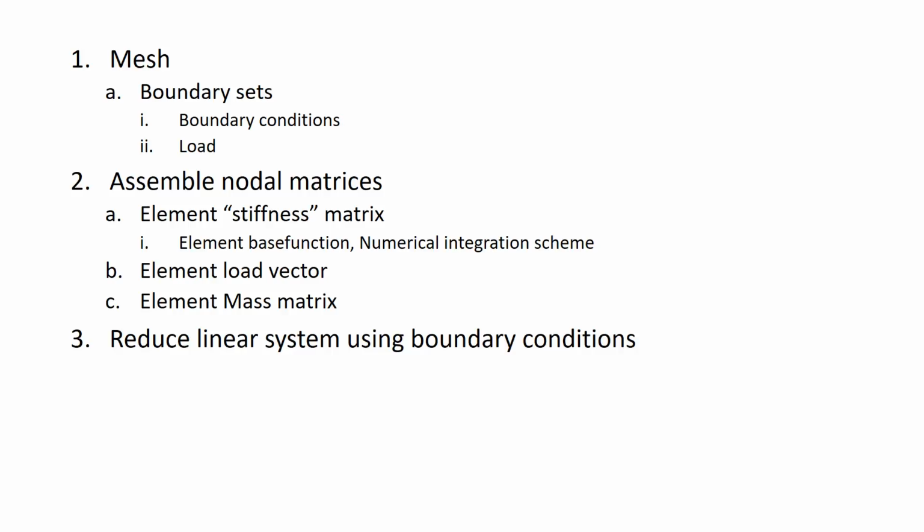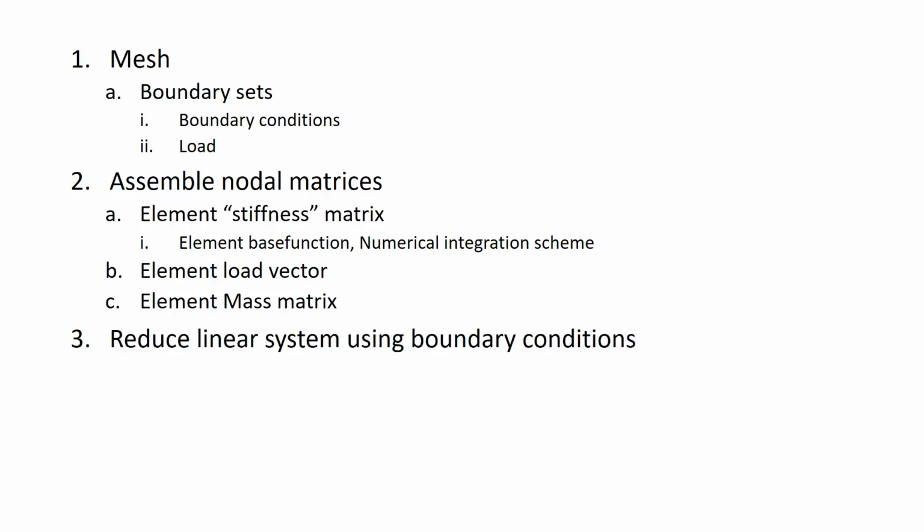Now that we have assembled all of these element stiffness matrices, load vectors, and mass matrices into the global nodal fields, we end up with at least the stiffness matrix and the load vector. Maybe not the load vector, it depends on the problem. Maybe we just have the stiffness matrix. Sometimes we have the load vector and the mass matrix as well.